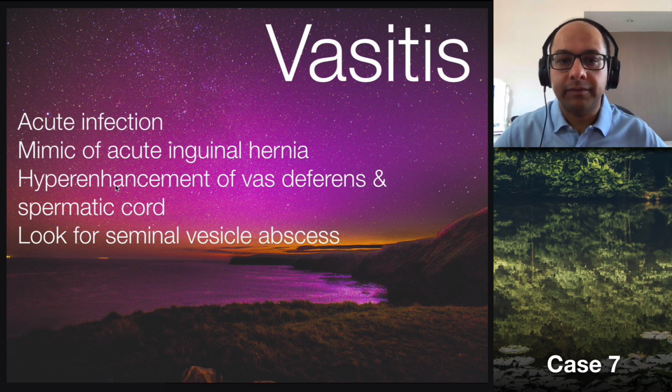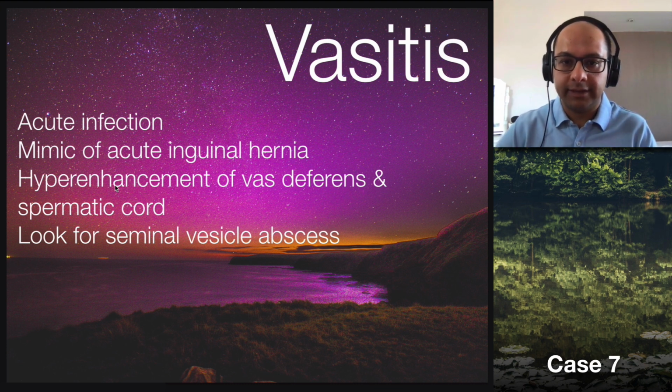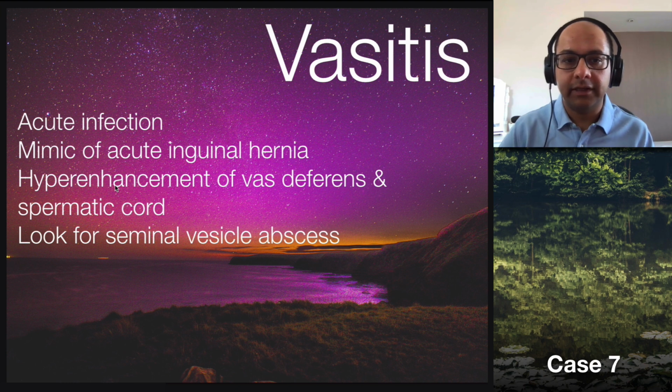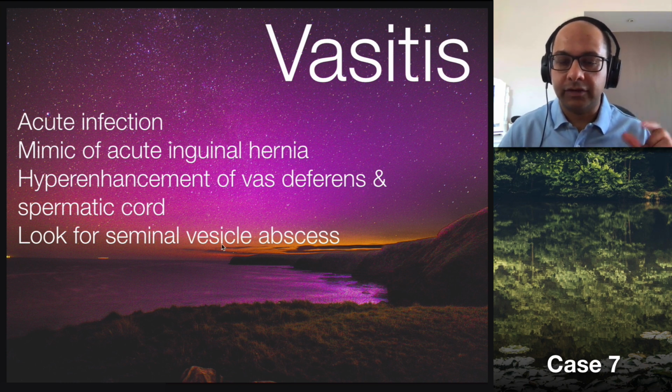Look for hyperenhancement. On CT, look for hyperenhancement of the vas deferens and the spermatic cord. You'll find this asymmetric appearance, and you can follow it all the way back into the pelvis, and you see it's thickened on one side, enhancement is greater. Look for an associated seminal vesicle abscess, and I think in this case, those hypodensities within the seminal vesicles could represent small abscesses.